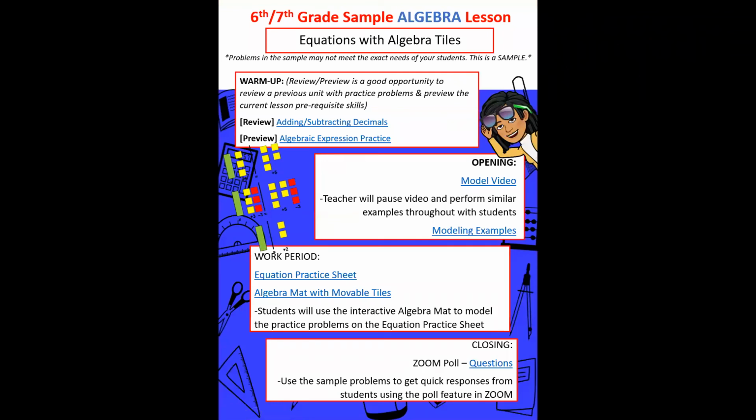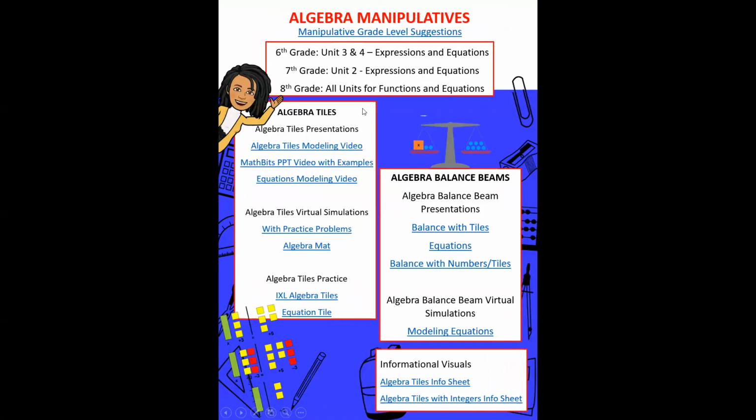So if you're on our Newton County Secondary Mathematics Canvas course, you will find these manipulative sample lessons. So the one that we just did was a 6th or 7th grade algebra lesson. So for 6th grade, of course, it would be one-step equations. And for 7th grade, it'd be multi-step equations. But they come with a warm-up, an opening, work period, and closing. And then I have also included resources on the next page. So if you're in 6th grade, this would go with unit 3 and 4. If you're in 7th grade, this will go with unit 7. And then 8th grade, you can use this for any function or equations unit.